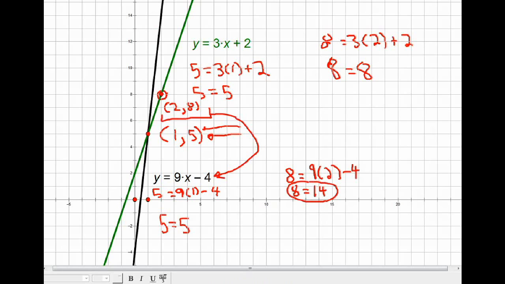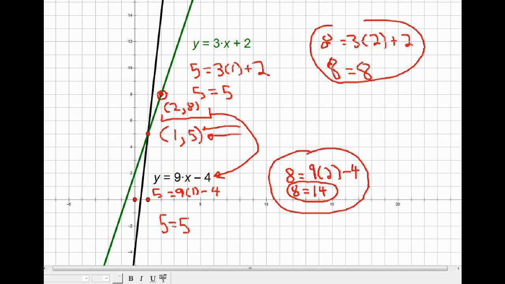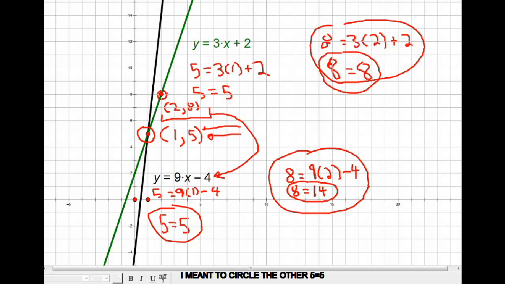That coordinate is not on the black line, and we can prove that it's not on the black line because when we substitute it into the equation it doesn't work. It doesn't make sense. But when we substitute it into the green equation, it does make sense. And again, the coordinate (1, 5) is the only coordinate that will work for both, as it did here and here. So once again, when we're trying to find the point of intersection in grade 9, the only way we can do it is by graphing. So we have to graph each of the lines and then look to see where the two lines meet.